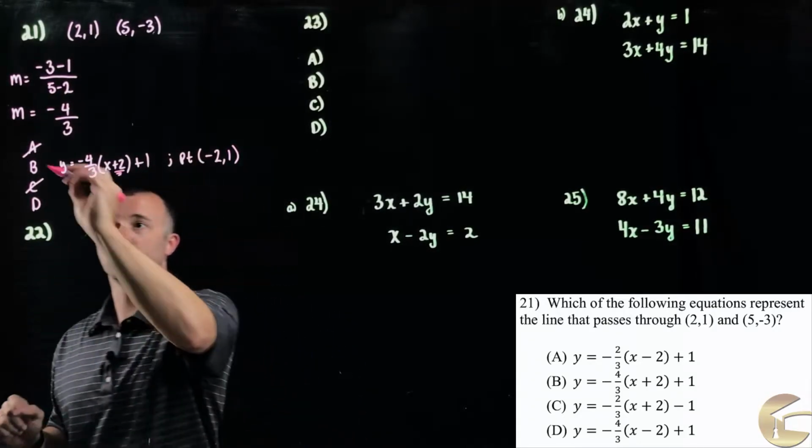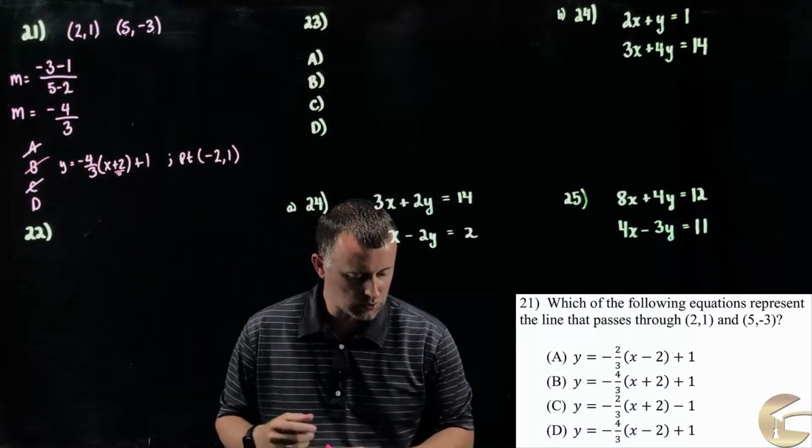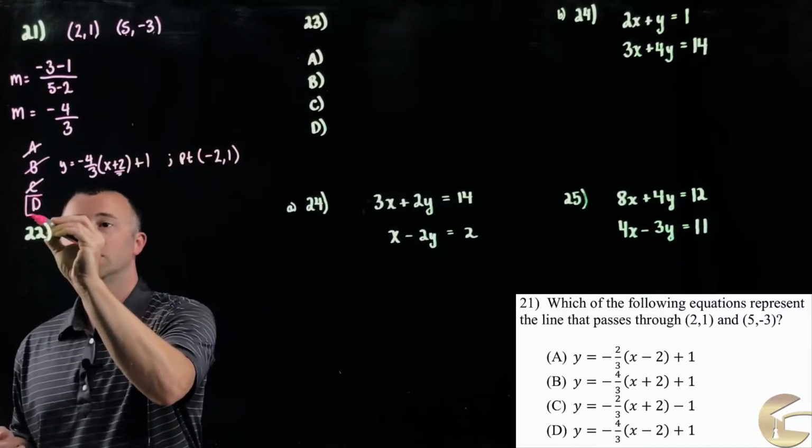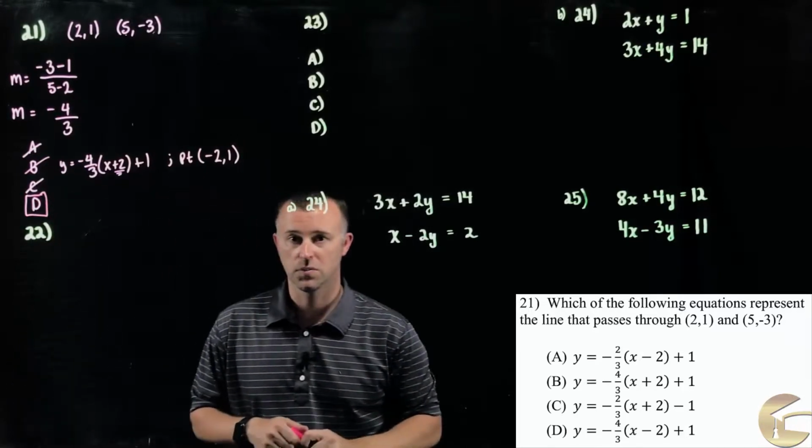So B is not going to work. You'll notice answer choice D uses x minus 2 plus 1. So that's the one we're going to want. So your answer for number 21 is going to be D.